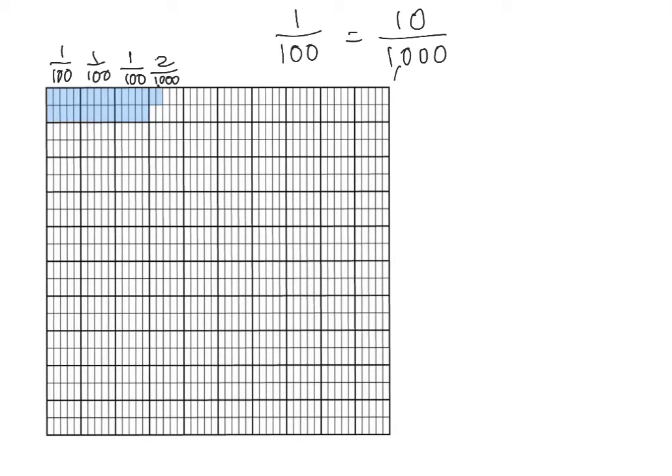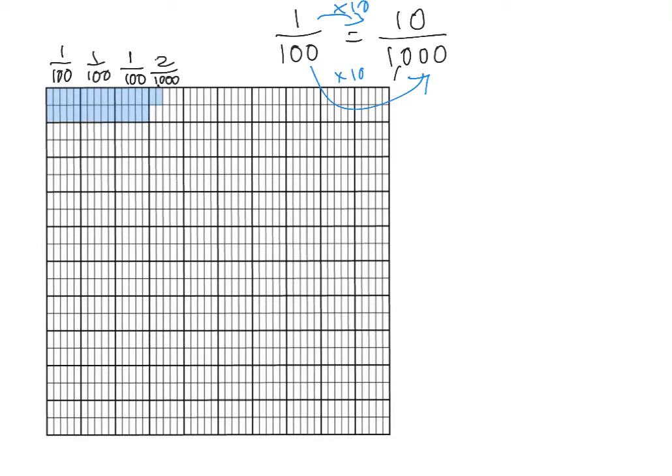Just going to show you in the method that we've done at school. 1 times what equals 10? Well, it's 10. And then 100 times by 10 is 1,000. That's why. And then this grid shows us that quite clearly.